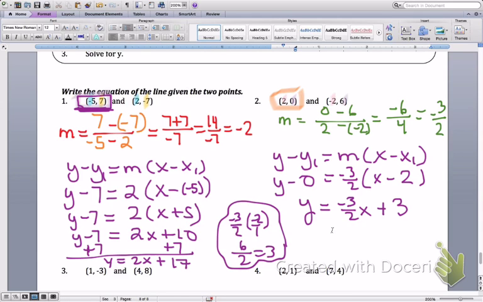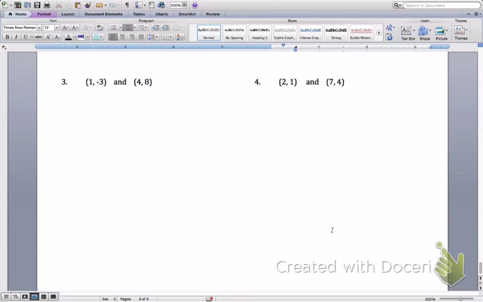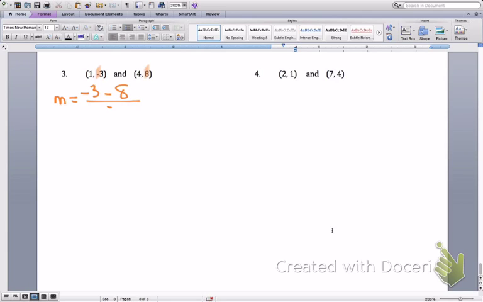All right, let's go ahead and move on to number 3. Let's start with the slope again. m equals, subtract the y's, subtract the x's. My y's are negative 3 and 8. My x's are 1 and 4. And when I subtract these, I get negative 11. Because they're both negative, they add, and negative 3. That simplifies to positive 11/3.